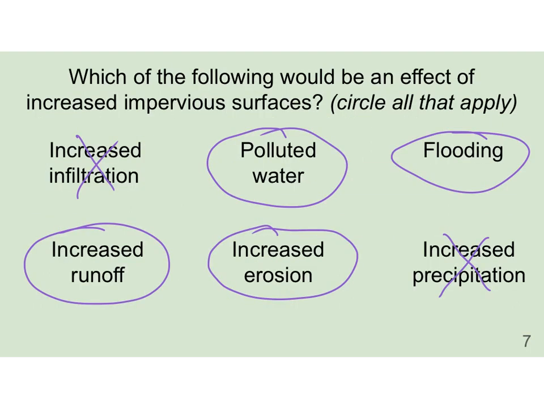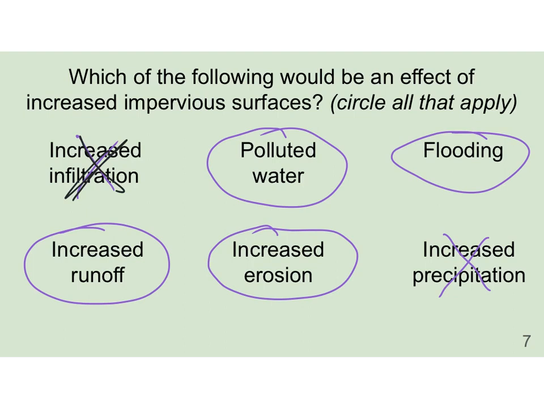Okay, next question. Which of the following would be an effect of increased impervious surfaces? Circle all that apply. Okay, if we have more impervious surfaces like parking lots and buildings, we're not going to get an increase in infiltration. That would go down. Polluted water would be increased because all that runoff goes down into the riverways, and if it's carrying some pollutants or any kind of toxic chemicals, that all runs down into the waterways without getting filtered out or infiltrated through the process of infiltration going into the ground. So you end up with more polluted water that way.